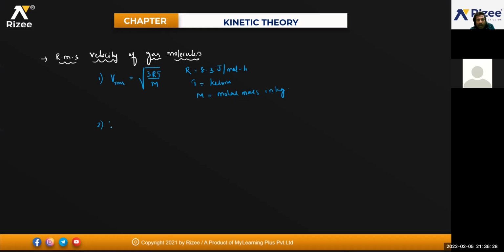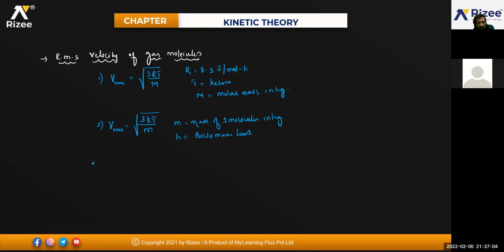Or else, I can write Vrms like this: Vrms will be equal to the root of 3 k T divided by m. Here m is nothing but the mass of one molecule in kg. And k is the Boltzmann constant, 1.38 into 10 to the power of minus 23. So the formulas are root of 3RT by M and root of 3kT by m.